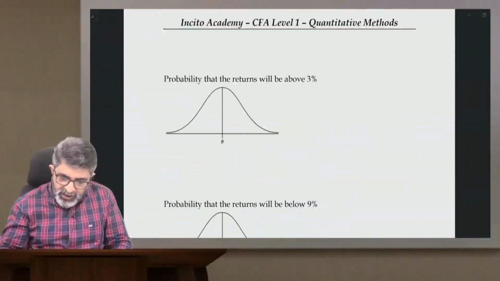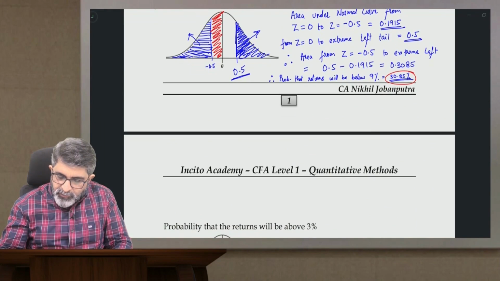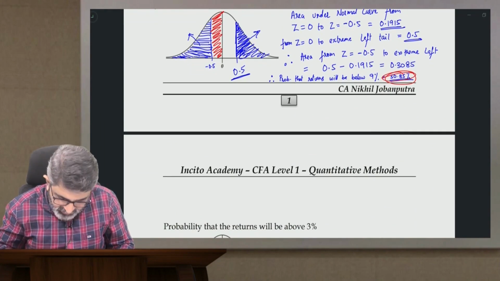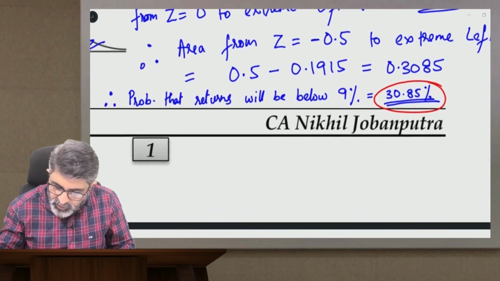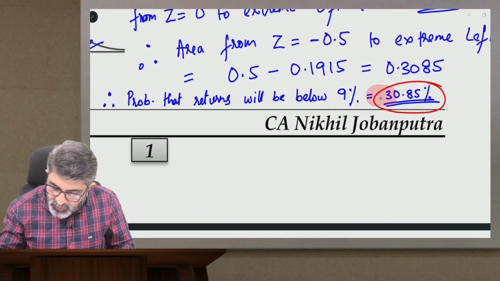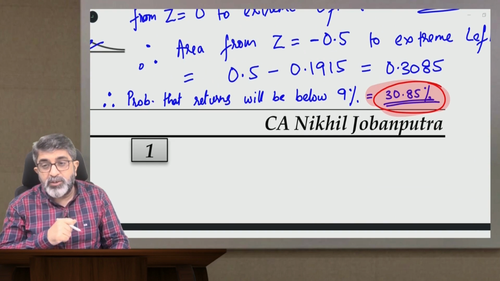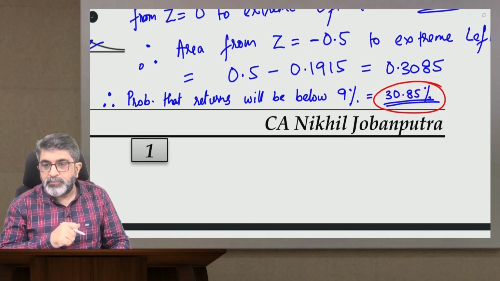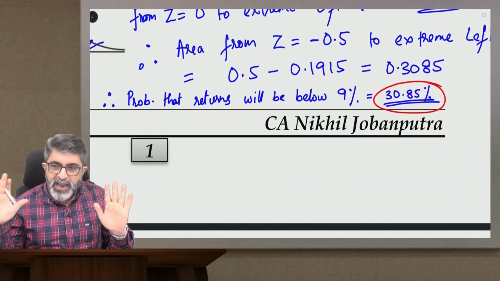This is how we arrive at that other part, which still gives you the same result, that is what? 30.85%. Are we clear with that?